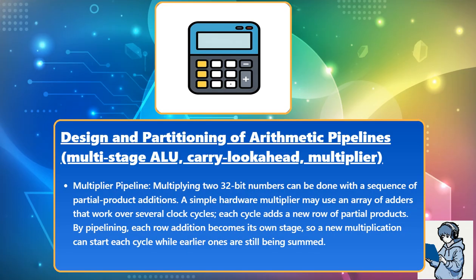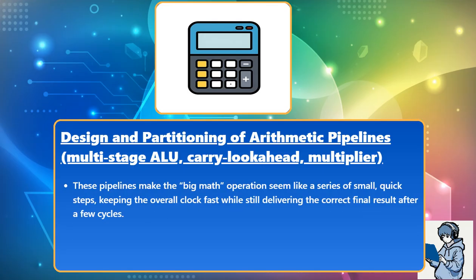Multiplier pipeline. Multiplying two 32-bit numbers can be done with a sequence of partial product additions. A simple hardware multiplier may use an array of adders that work over several clock cycles. Each cycle adds a new row of partial products. By pipelining, each row addition becomes its own stage, so a new multiplication can start each cycle while earlier ones are still being summed. These pipelines make the big math operation seem like a series of small, quick steps, keeping the overall clock fast while still delivering the correct final result after a few cycles.